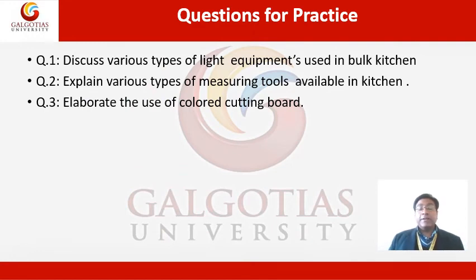So we have done all the light equipments, and it's very important after this that we discuss some questions. Some questions for practice are: what are the various types of light equipment used in the bulk kitchen? You must write that in your separate notebook as well. Then, what are the various types of measuring tools available in the kitchen? Elaborate the use of colored cutting boards: which cutting board is used for what, and why we have different cutting boards.